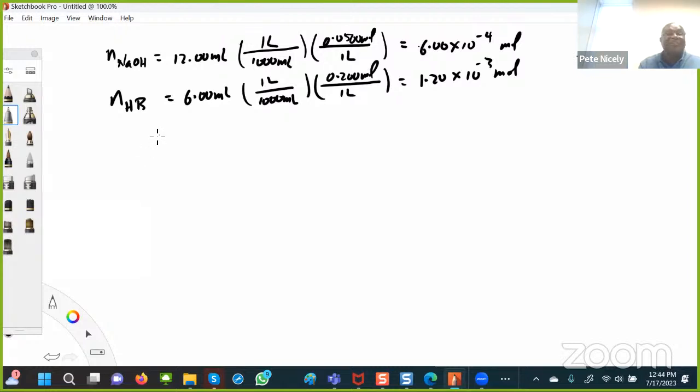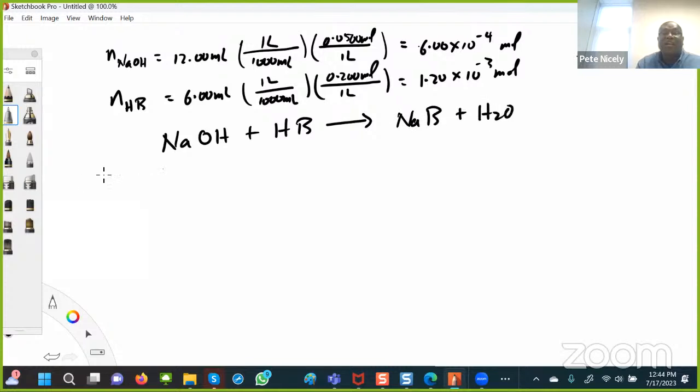The next step is to write down the equation for the reaction between the base, which is sodium hydroxide, and the acid, which is benzoic acid. So you're going to end up with NaB plus H2O. And then initially, I'm going to write down the amounts of each of these underneath their respective substances. In the case of sodium hydroxide, that would be 6.00 times 10 to the minus 4 moles. And in the case of HB, that would be 1.20 times 10 to the minus 3 moles. And then this would be 0, and we don't need to concern ourselves with H2O.